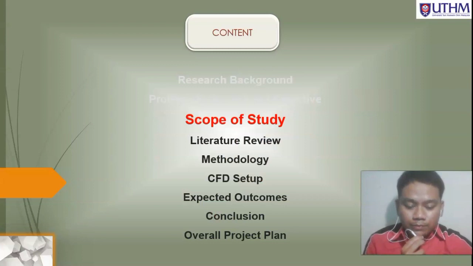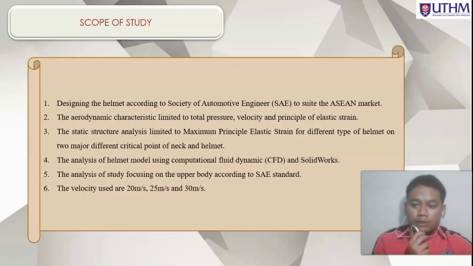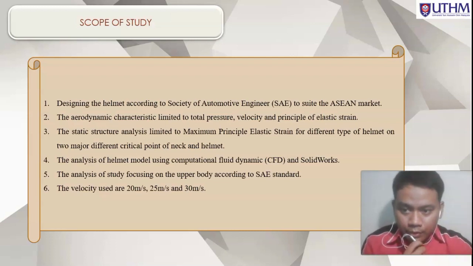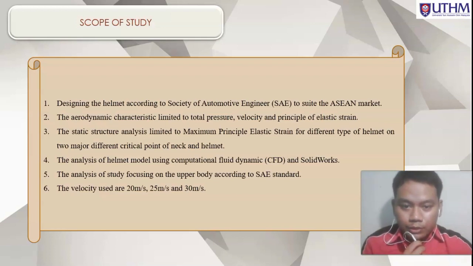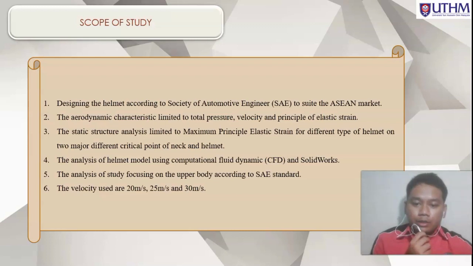Okay, scope of study. We have 6 scopes of study. First, designing the helmet according to the SAE, Society of Automotive Engineers, to suit the Asian market. And second, the aerodynamic characteristic limited to total pressure, velocity, and principal elastic strain. Third, the static structure analysis limited to the maximum principal elastic strain for different types of element on two major critical points of neck and helmet.